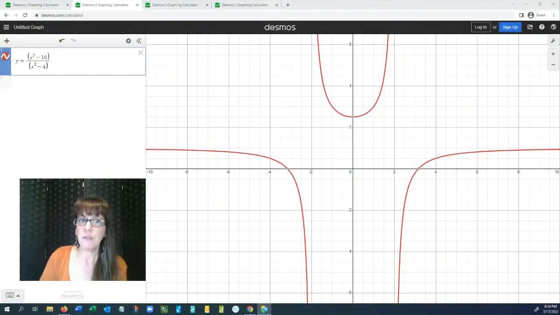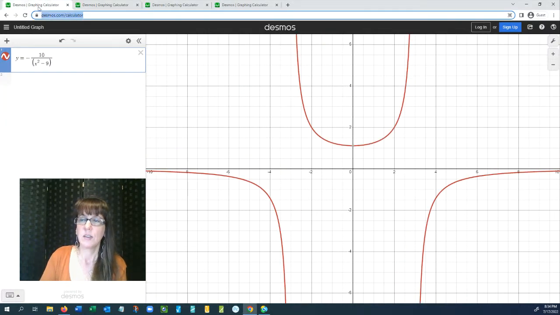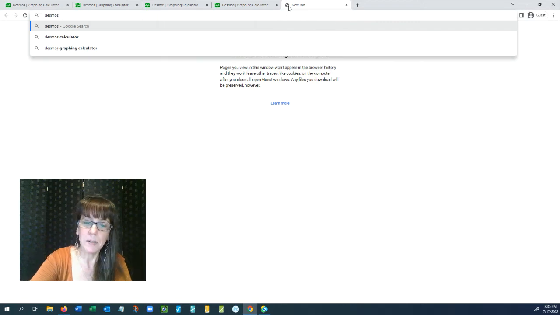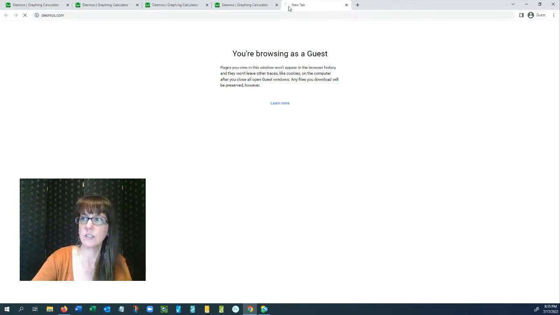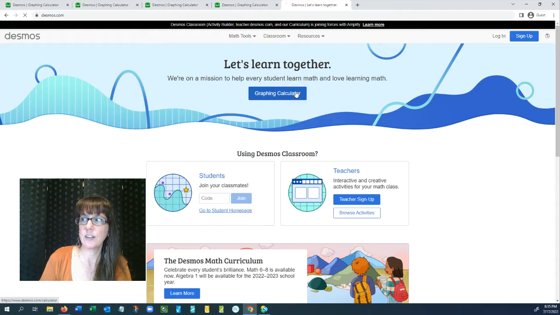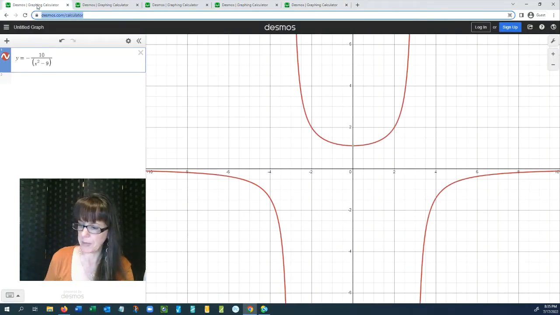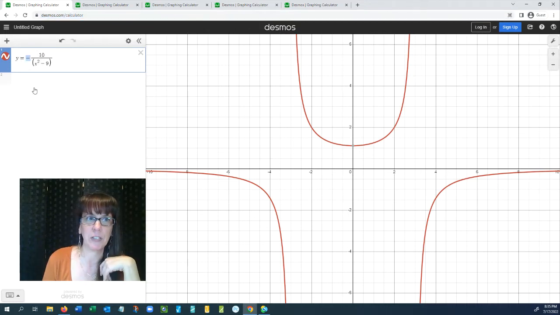If you go out to Desmos, this is the landing screen. Let me just show you that really quick. You just type in desmos.com and your landing screen is going to look like this. You hit graphing calculator and you end up with this screen. Then you're going to type in your information. Notice I have my negative in the front. Just be very careful that you see that. So I have negative 10 over x squared minus 9.